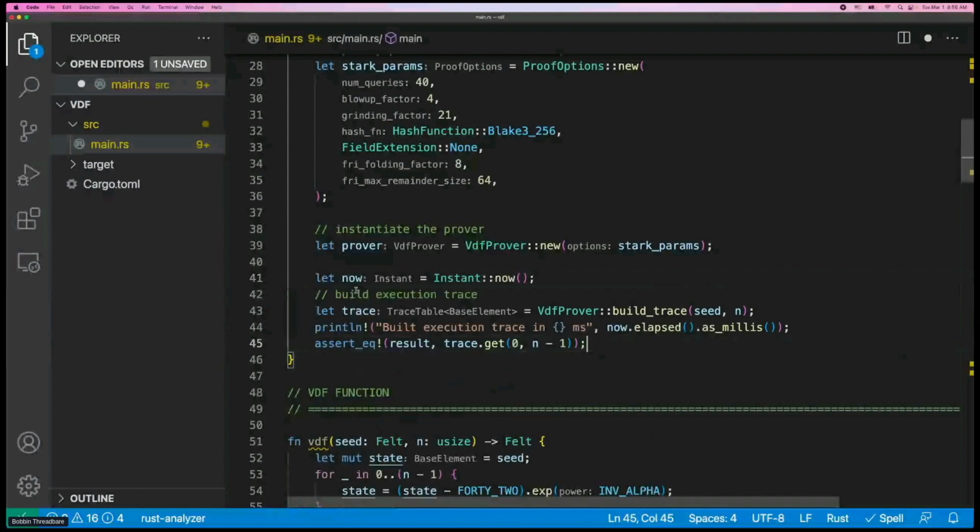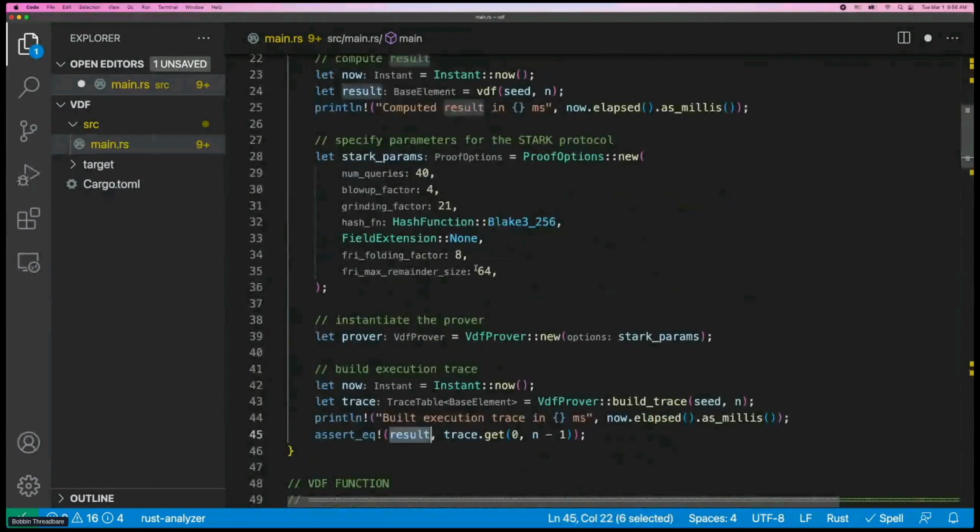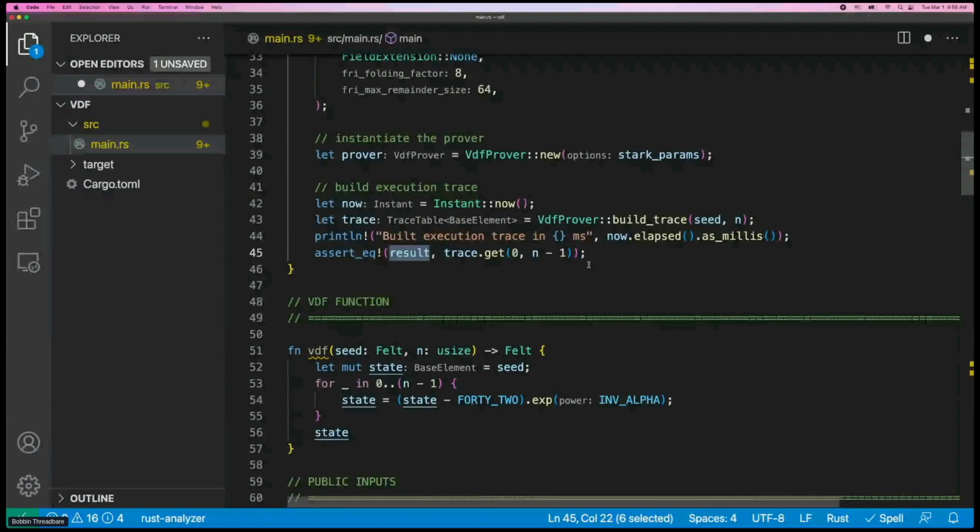So yeah, this is what we do here actually. We build the trace using the build trace function that we implemented, and here we just record how long it took, and also make sure that this result is the same as the result we got here. Again, this check is only for our sanity to make sure that we didn't screw anything up.